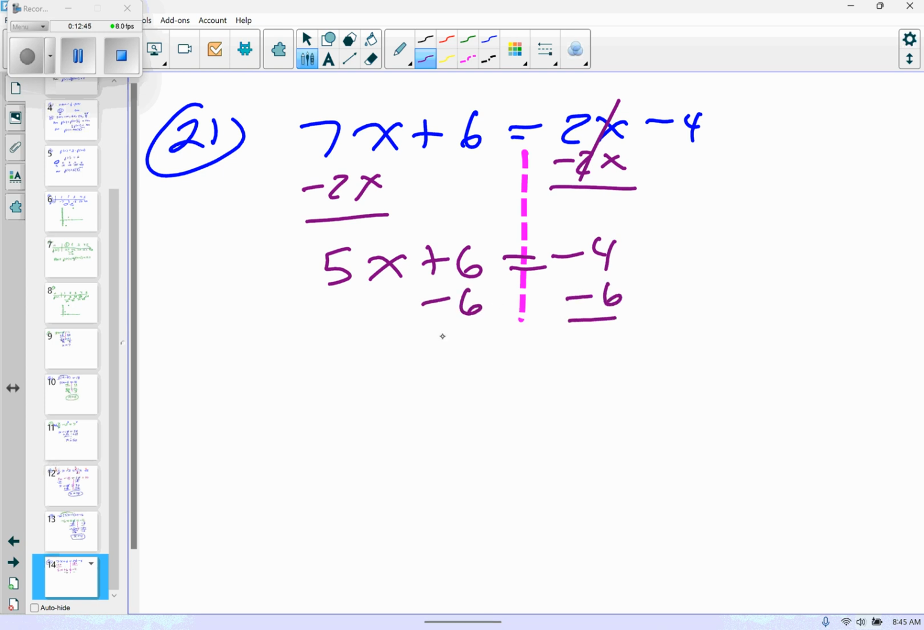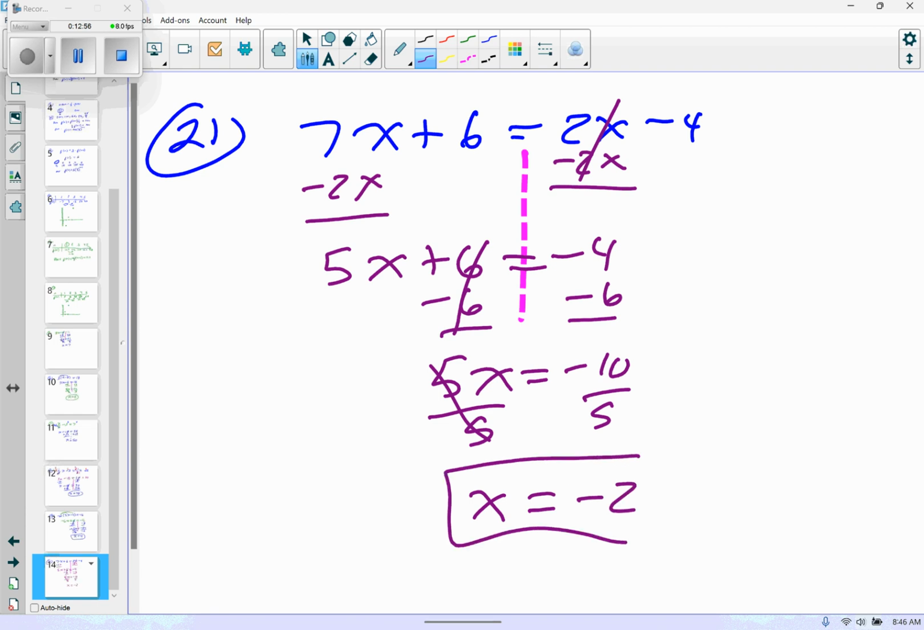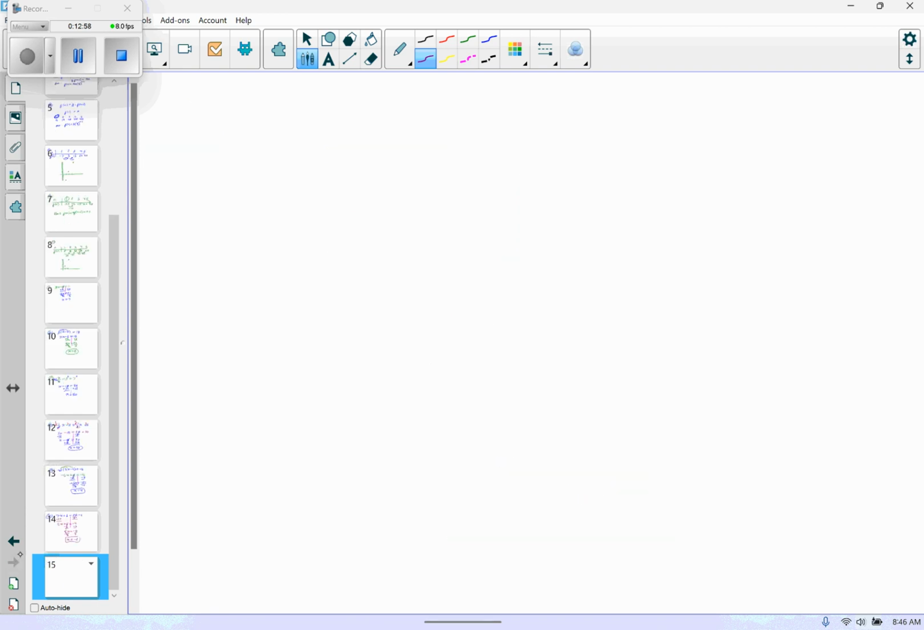Subtract 6 from both sides. Those cancel. Negative 4 minus 6 is negative 10. Divide both sides by 5. Those cancel. And I get negative 2. Number 22.